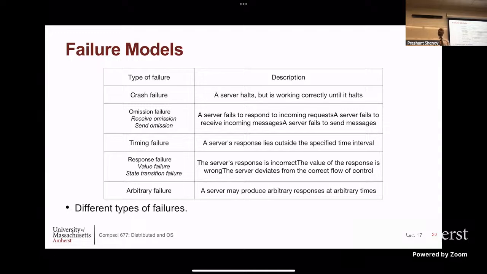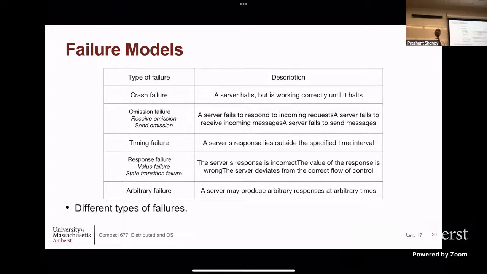Timing failure says the server is slow. You sent it a request, you would like a response within a certain amount of time, let's say half a second or 100 milliseconds. The server is taking much longer to respond. It feels really slow and sluggish. It's a type of fault, because the server has become very slow.